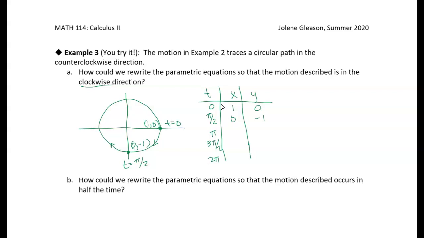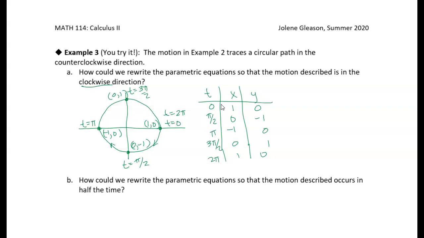And then we want to travel in the clockwise direction over here to this point, negative 1 comma 0, right? At t equals pi. Okay, so negative 1 comma 0. And then up here, this would be t equals 3 pi over 2. And we're up at a point, this one is 0 comma 1. So 0 comma 1. And then finally, at t equals 2 pi, we're back to 1 comma 0.